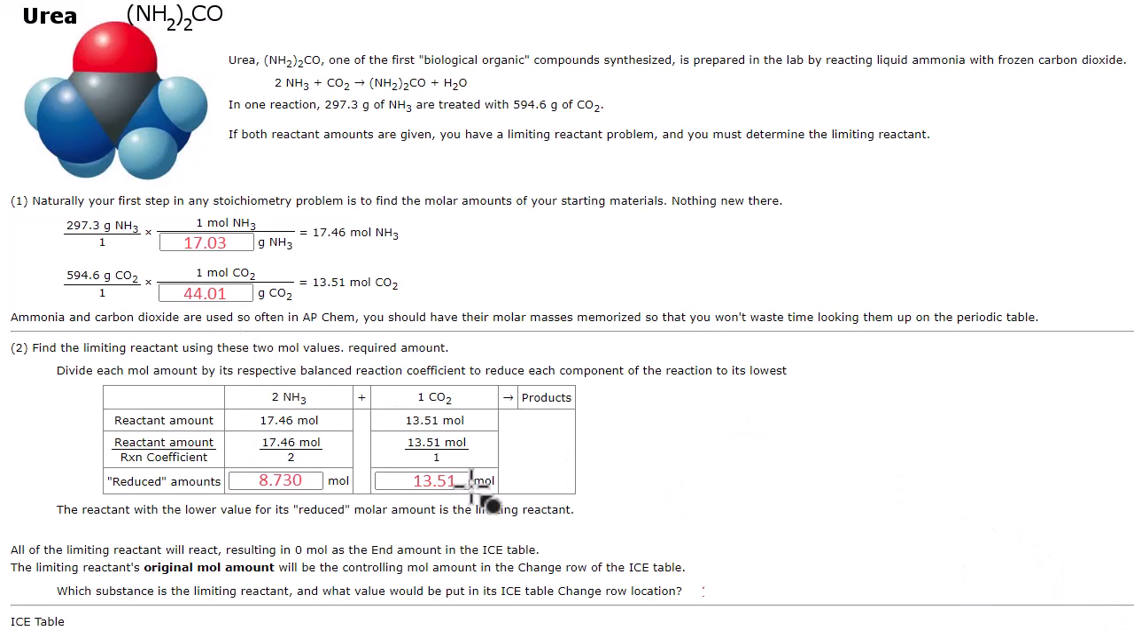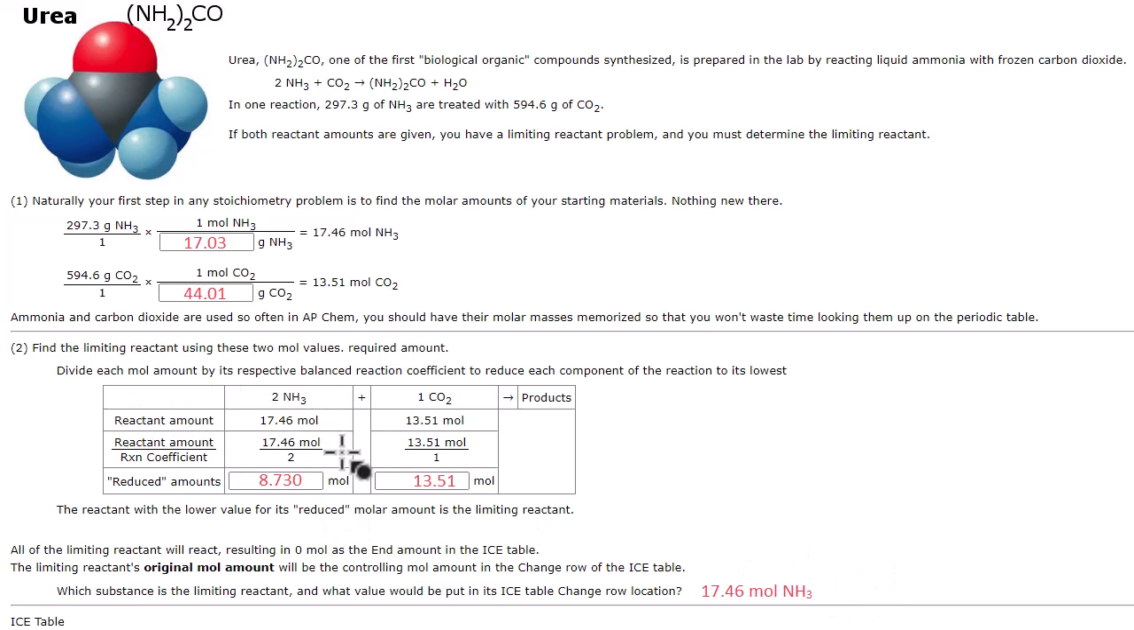If these reduced amounts were identical, then we know we would have stoichiometric amounts that we wouldn't have to worry much. We'll know that they'd be completely used. But in this case, we know we're going to have some leftover carbon dioxide because we have more than we need. So answering the question, which substance is the limiting reactant? And we'll just write that out. Now that's what you'd want to write on an FRQ, what the limiting reactant is. 17.46 moles of ammonia is our limiting reactant.